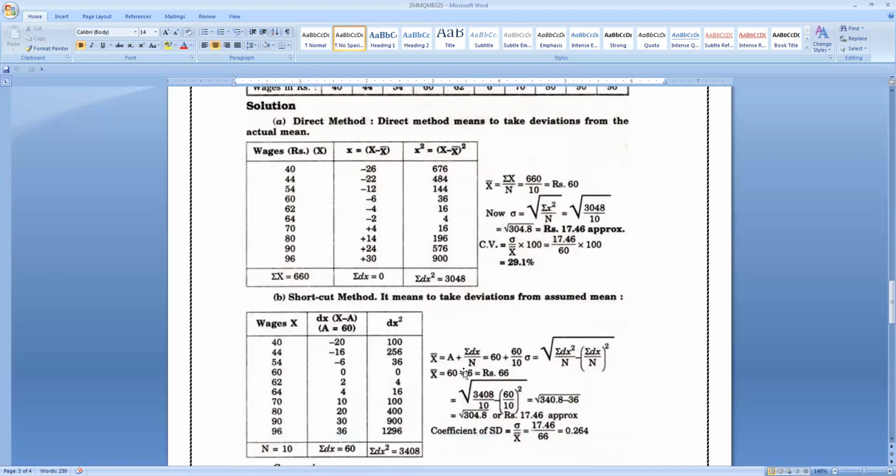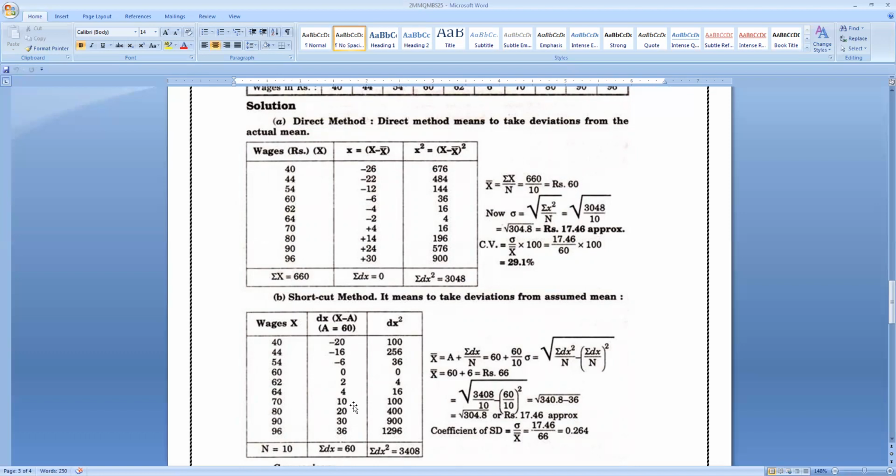The same question can also be done with the help of the assumed mean method. Here we need not do the deviations from the mean; we can do it with the assumed mean value. So the wages, already given in the question, have to be written here. Then we will calculate the dx column, that is deviation from x. Here among the variables we consider one number, 60, as A. So we'll have to do all the deviations.